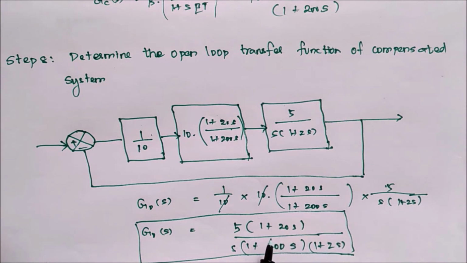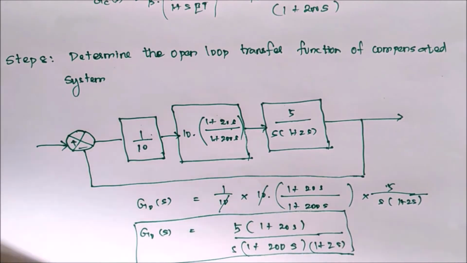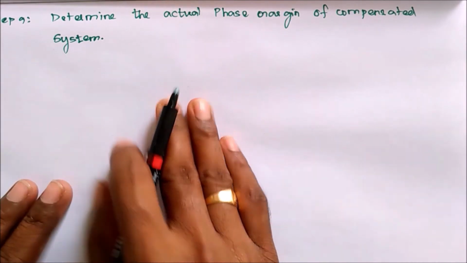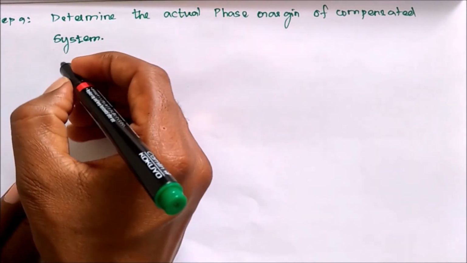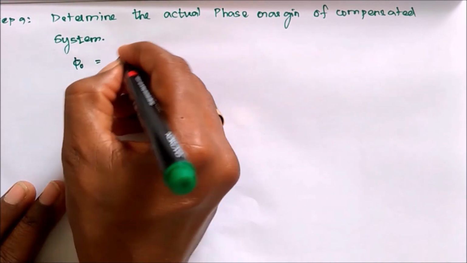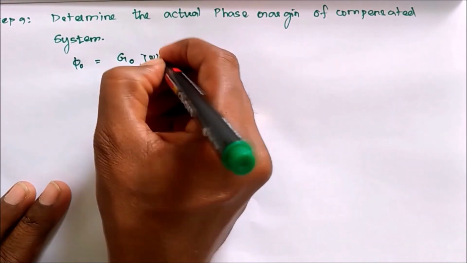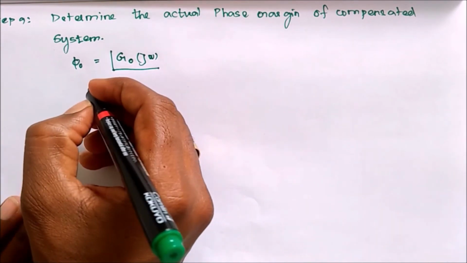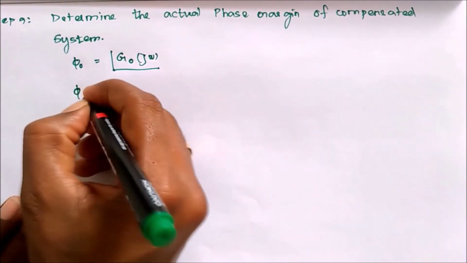If it is some other value, once again we have to do the procedure by selecting eta equal to another plus 5. So now in the next step, we have to determine the actual phase margin of the compensated system. Actual phase margin of the compensated system, so we can say phi naught is the phase angle of g naught of j omega. This is the phase value.